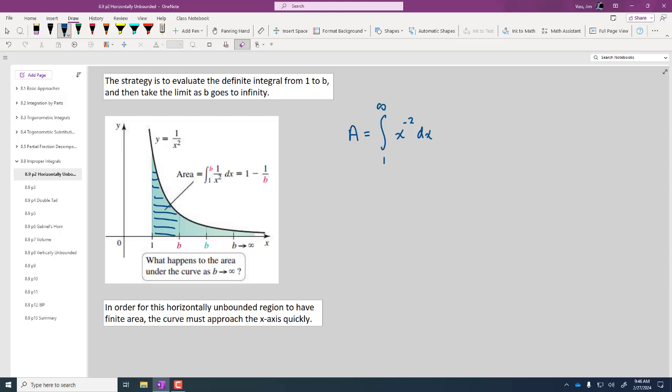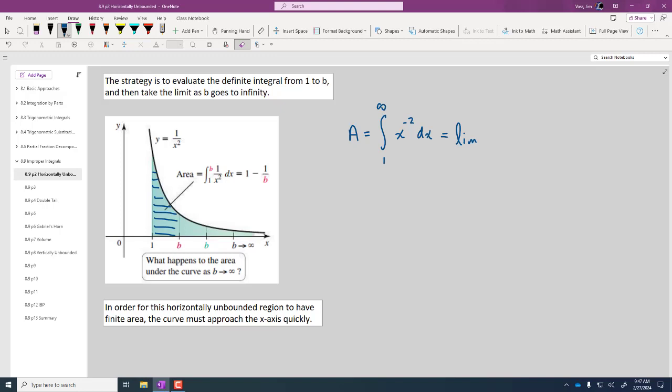We'll see with vertically unbounded regions, so like a vertical tail instead of a horizontal tail, it's not as obvious because infinity is not going to be in the limit of integration. We'll get to that, of course. So we see it's improper, and the first thing you should write down when you see an improper integral is limit. That is how we evaluate an improper integral.